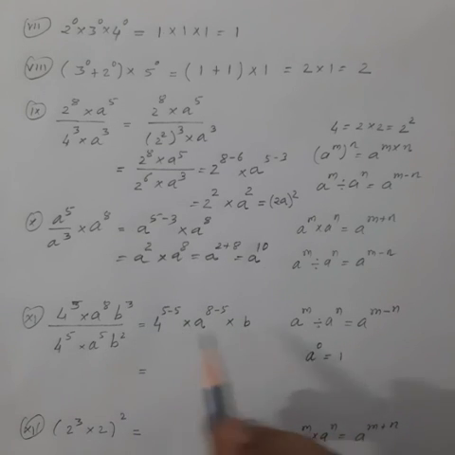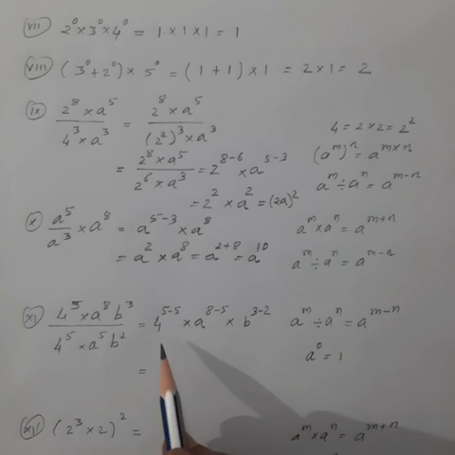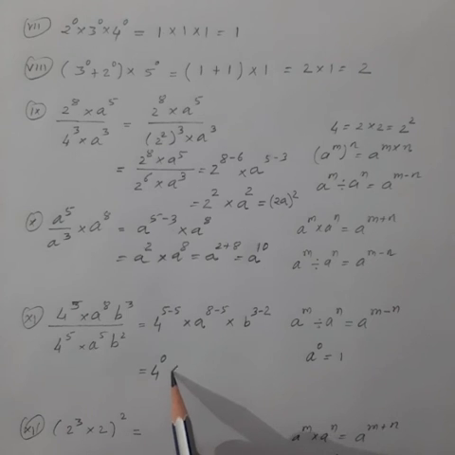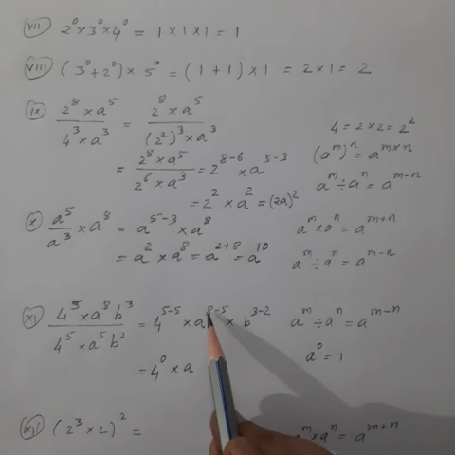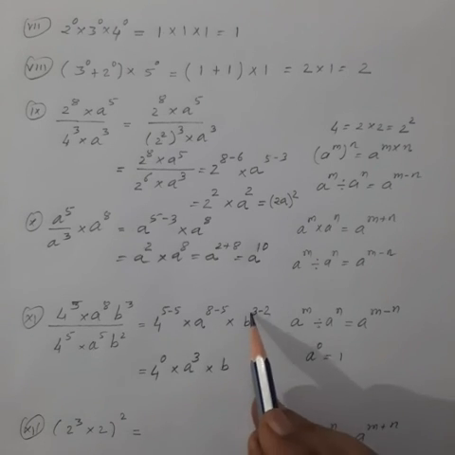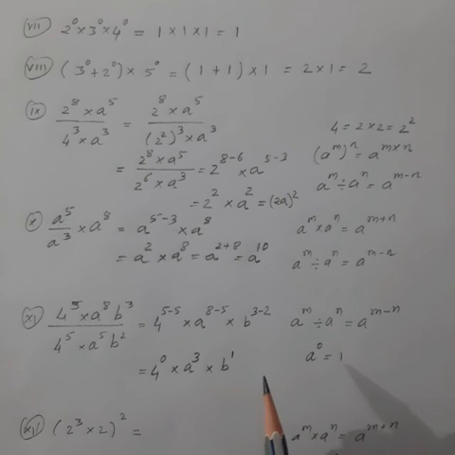Take the base b and subtract the powers. 3 minus 2. 4 base and 5 minus 5 power is 0, into base a, 8 minus 5, 3 power is 3. Base b, 3 minus 2, 1 power is 1. Now we know that the value of any non-zero integer with power 0 is 1. So value of 4 raised to the power 0 is 1, into a cube and this is b. So answer we can write as a cube b.